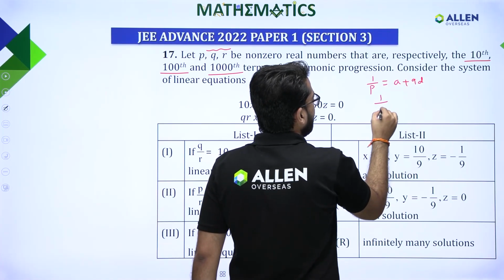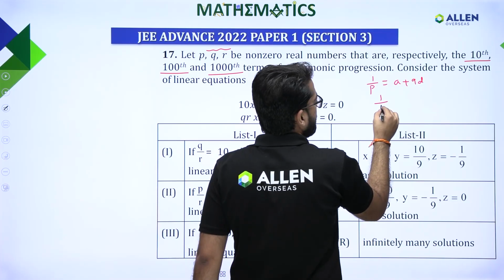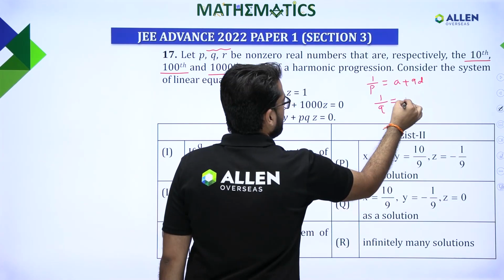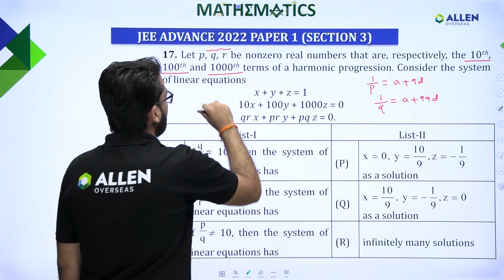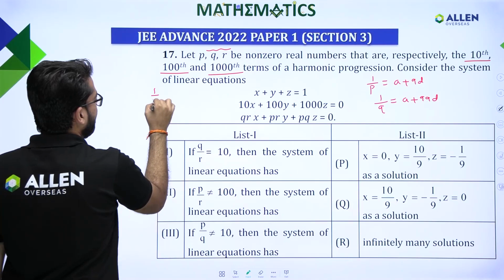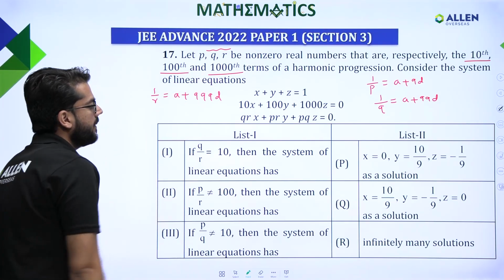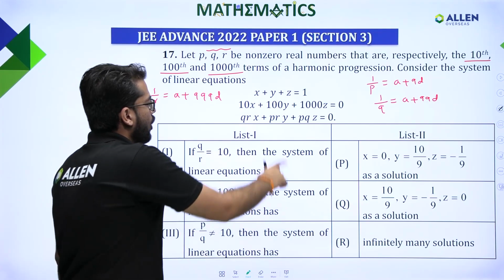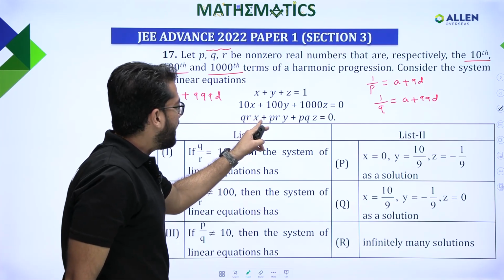And similarly, 1 by q, we have a plus 90. And the same thing we can do for r, that is 1 by r, we have a plus triple 90, right? Now, also look into all the equations. We have the third equation, that is qrx plus pry plus pqz is equals to 0.